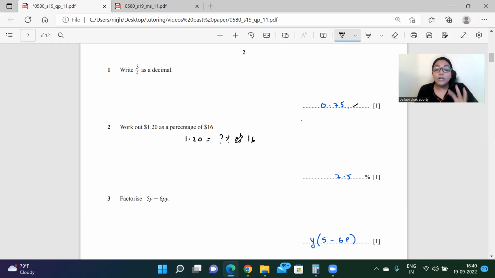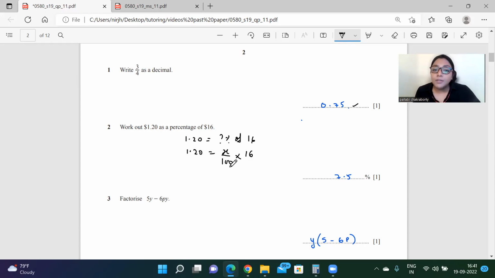Now, when you see what percent, how do you write it? We write it like this. 1.20. Remember, percentage means out of 100. So let's take the unknown as x. So this will become 1.20 is equal to x by 100 or x percent of $16. This is what you have to calculate. So here we are coming across the equation, that is solving a linear equation. You have to solve for the value of x.